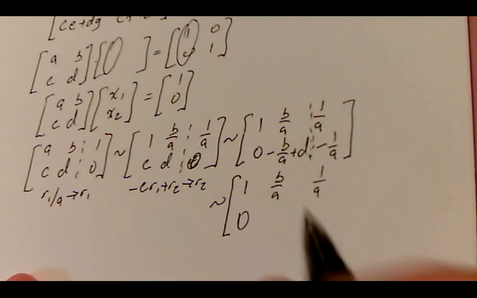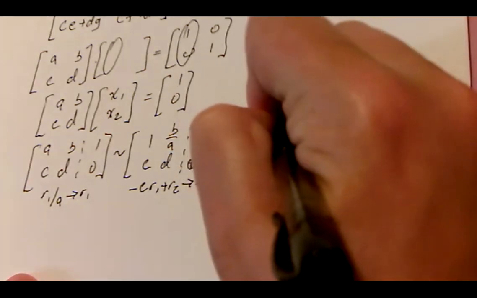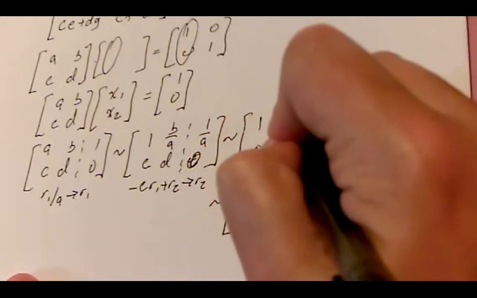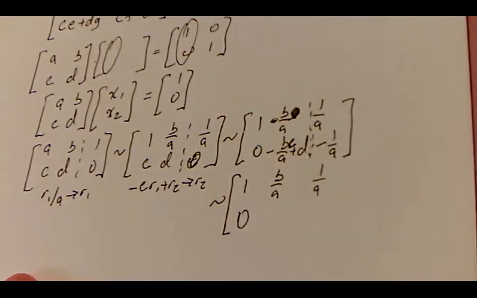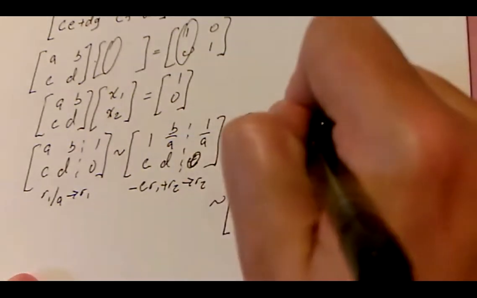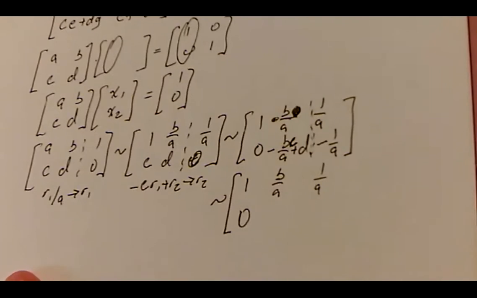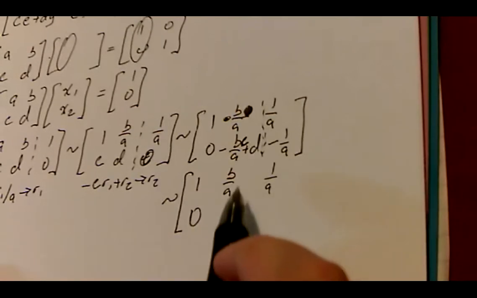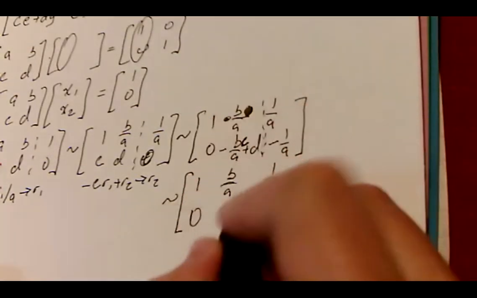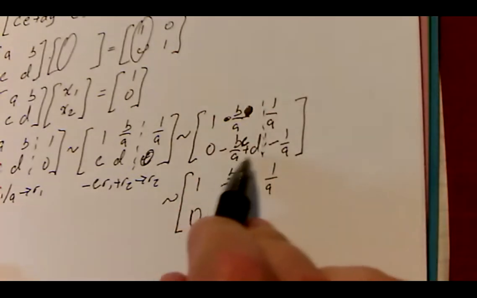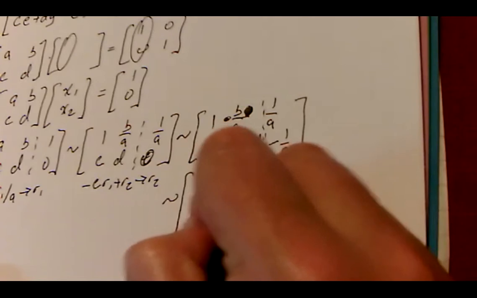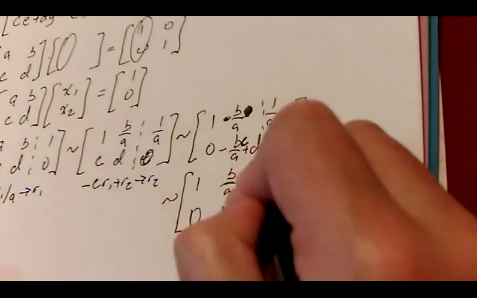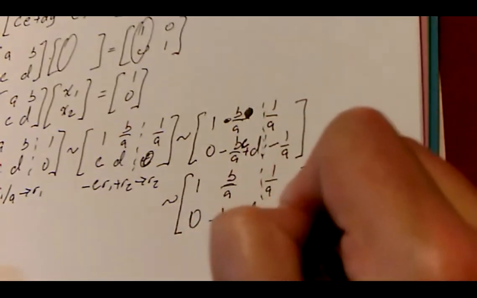Oh, I forgot the negative C. Let me try that again. This is going to be negative BC. Remember, that got multiplied. Sorry, I got ahead of myself. I'm going to get negative BC. I got the negative part, but I left off the C. That looks better. Sorry. I knew I was leaving off the C. I could see it was missing. Okay. So I have B over A there. So I'm going to get a common denominator of A. So it's negative BC plus DA divided by A, and negative 1 over A here.